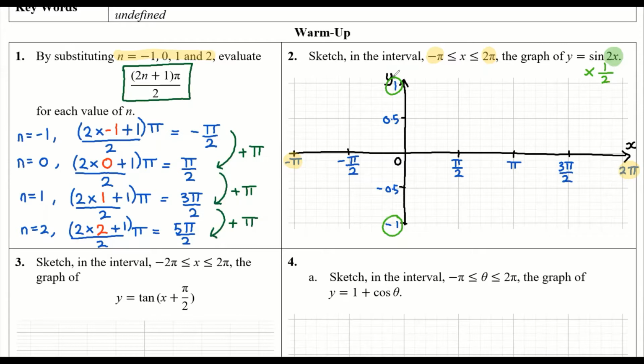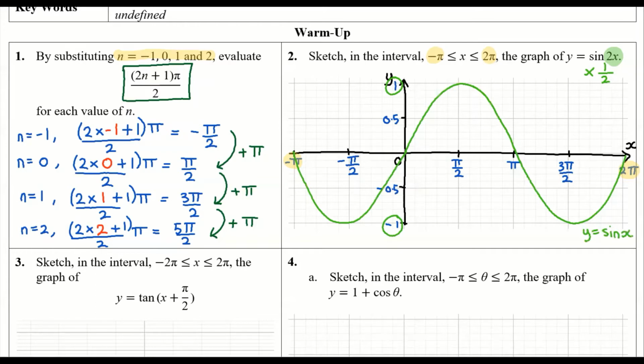If I start at 0 and go right, first of all, it maxes at pi over 2, minimizes at 3 pi over 2, and that's the sine wave. And if I just continue in the negative direction, we have the same thing. That's not too bad, is it? So that would be y equals sine x.